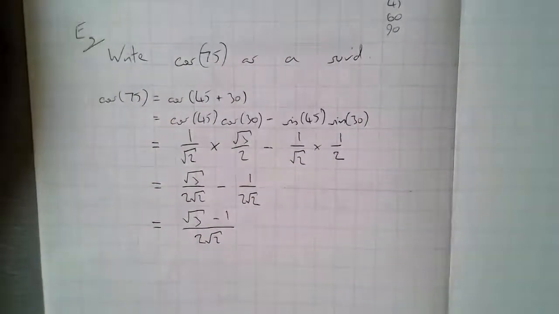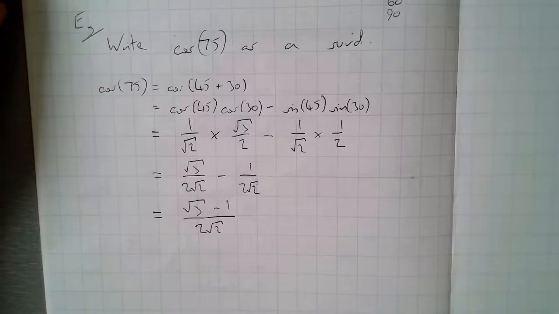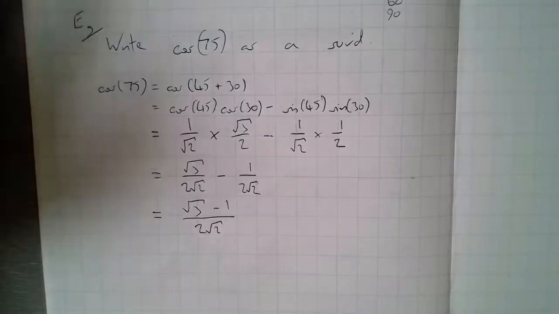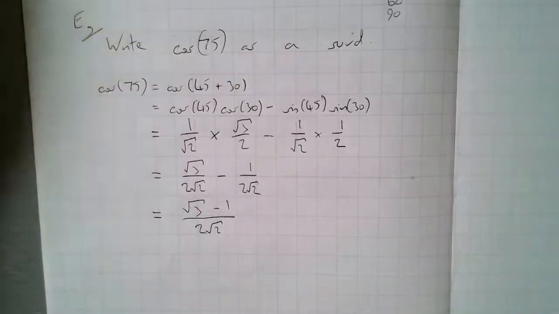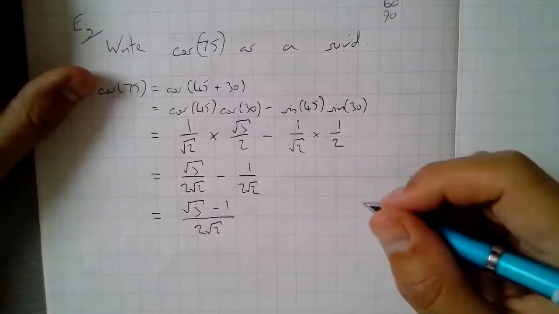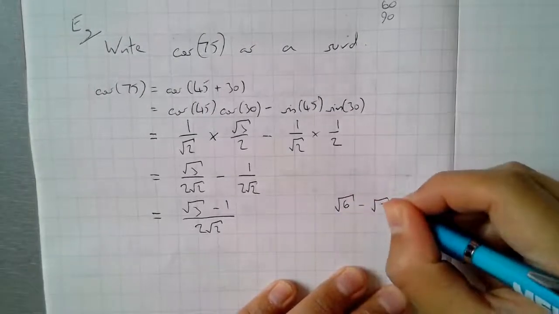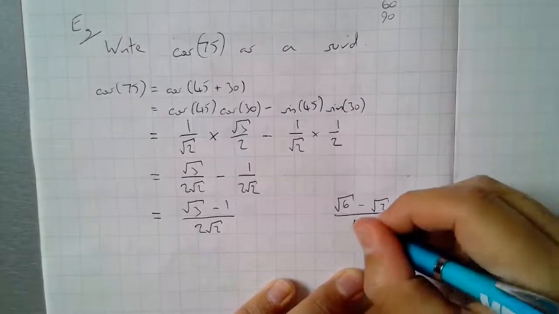You could rationalize the denominator now if you so wished. Can't say I'm too bothered about doing it, and it would specifically ask you to do so in the exam if it wanted you to do so. If you were going to do it, all you need to do is times top and bottom by root 2, so you would end up with root 6 minus root 2 over 4.